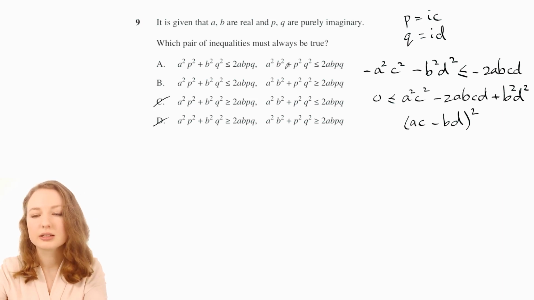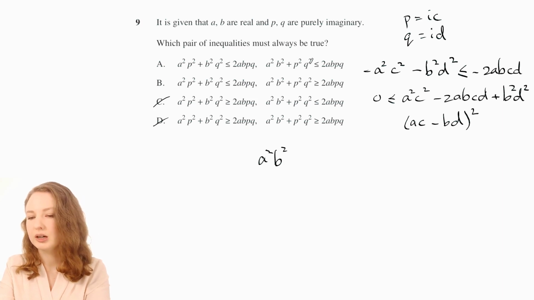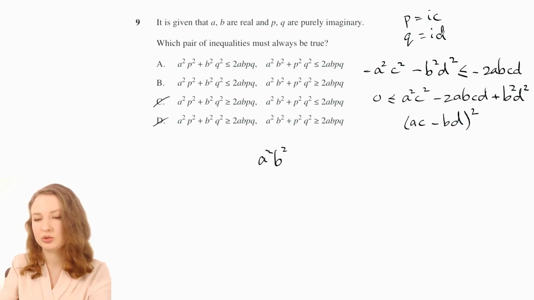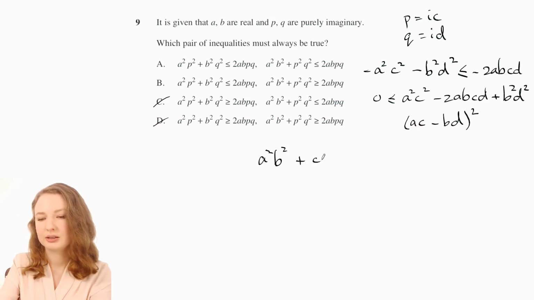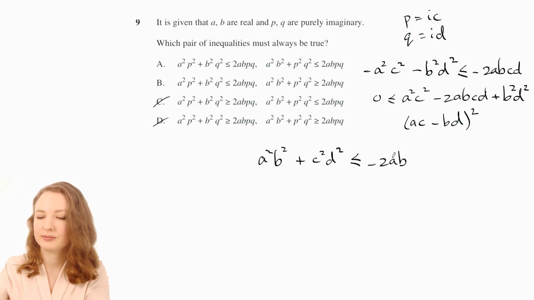Now let's think about the second equation. So we've got A squared B squared plus P squared Q squared. Now P squared is negative C squared and Q squared is negative D squared. So those two negatives are going to cancel, and we get plus C squared D squared. And it's saying that's less than or equal to 2AB times PQ, which is going to be negative CD.